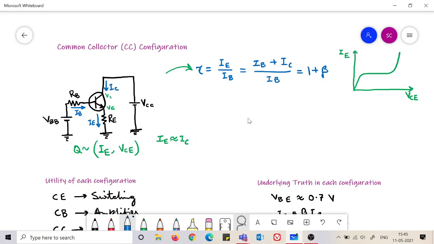Also we know that we had this relationship: alpha equals beta by beta plus 1. So what is beta plus 1? Beta plus 1 is gamma. So this implies that beta equals alpha into gamma. This is a relationship you can remember.